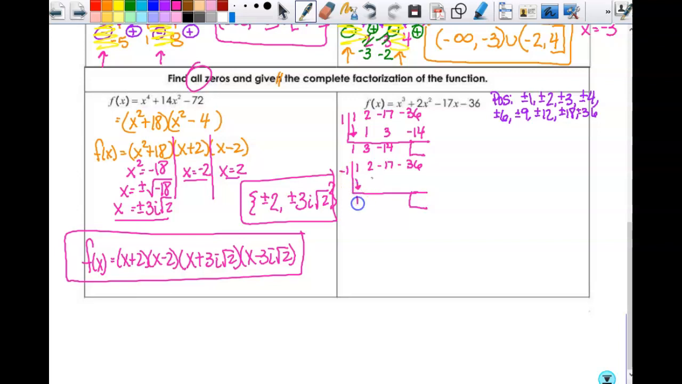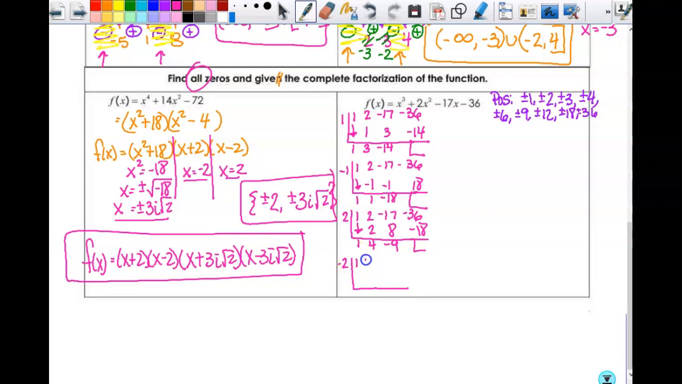So bring this down: 1, negative 1, 1, negative 1, negative 18, 18. Still not going to give me a 0. The actual number doesn't matter. So then I can do 2. 1, 0, negative 17, negative 36. Bring down my 1, 2, 4, 8, negative 9, negative 18, still not 0. Negative 2.